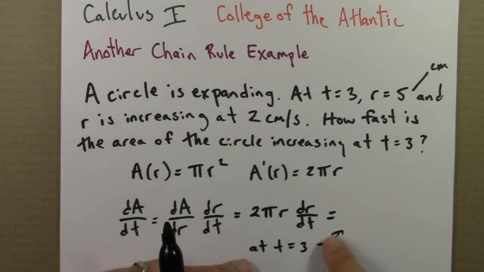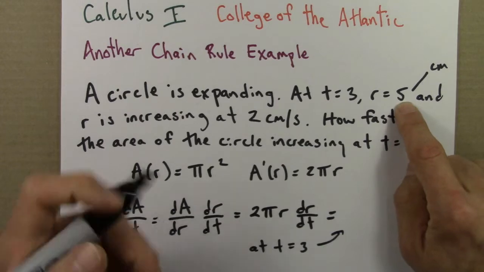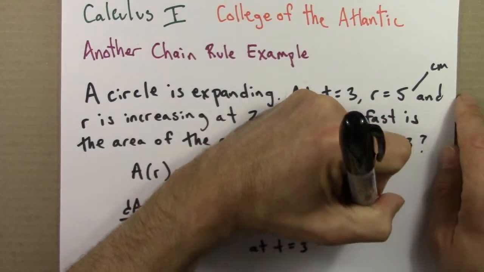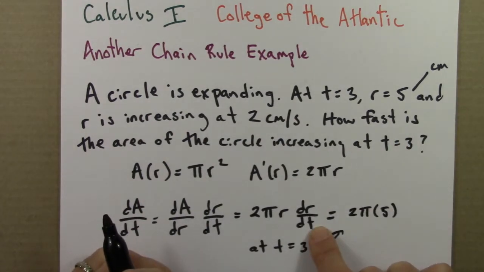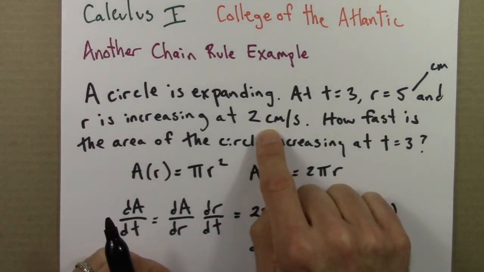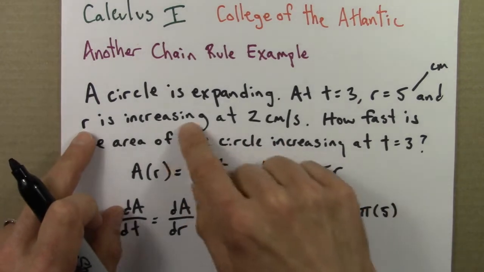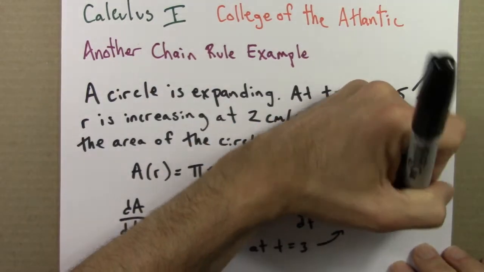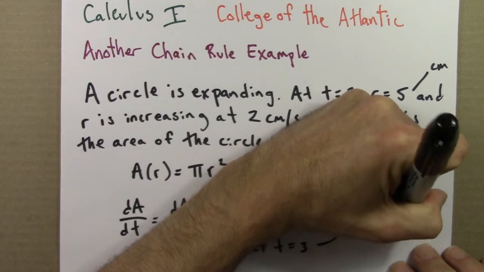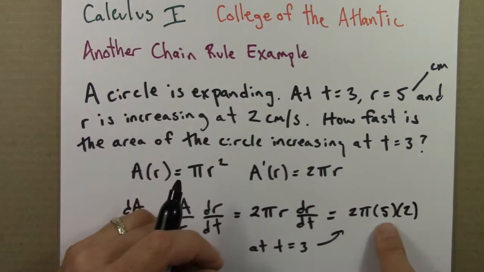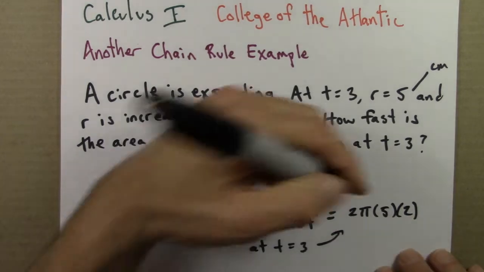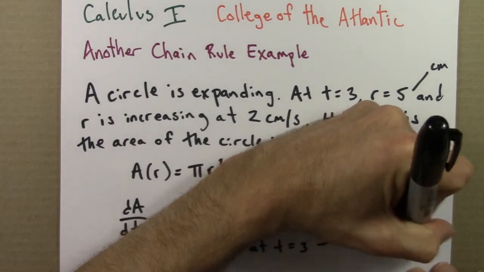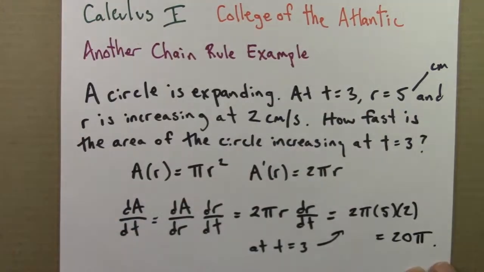So at t equals 3, r is 5. So this is 2 pi times 5, and then dr/dt, well, that's this, 2 centimeters per second. That's how fast r is increasing. So that's going to be, let's see, times 2. And 5 times 2 is 10, and 10 times 2 is 20. So this whole thing is 20 pi.